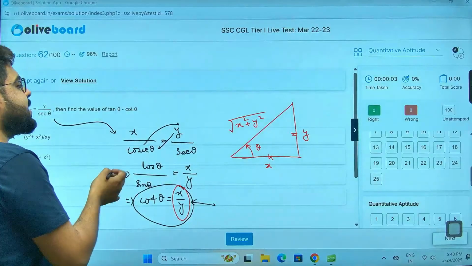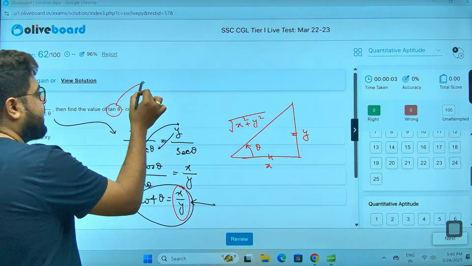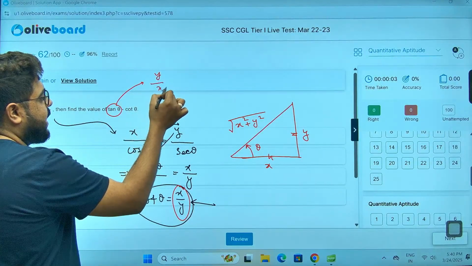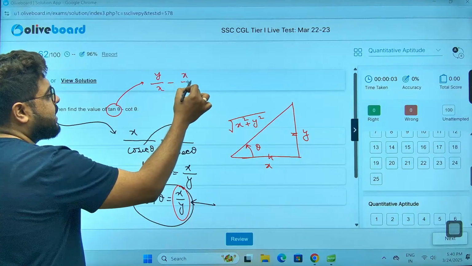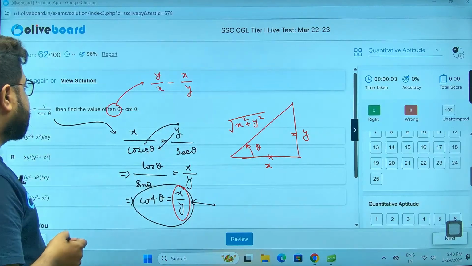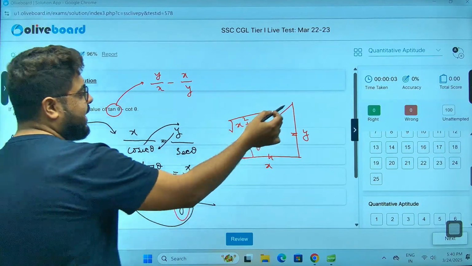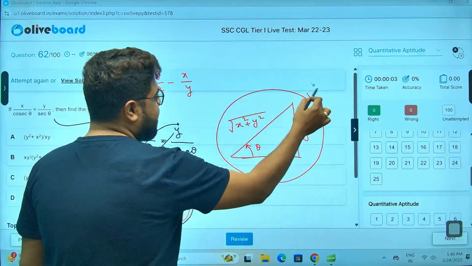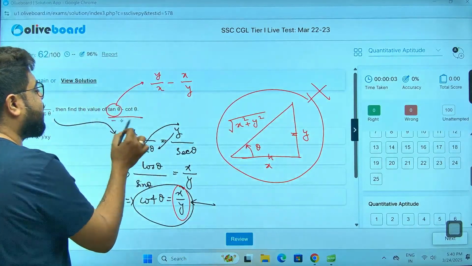Now, whatever they ask, tan theta will be y by x. Cot theta will be x by y. We do not need this, because here they are only asking tan and cot.